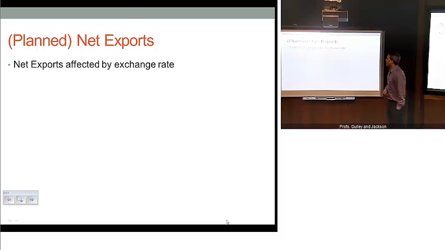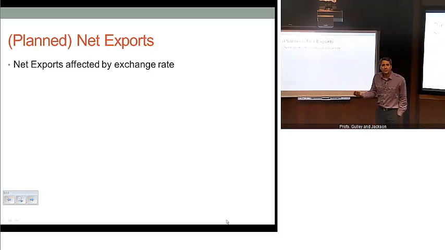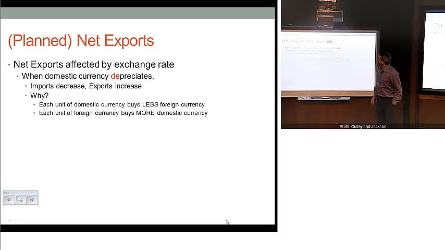Now, what about net exports? Again, we can typically think of net exports being affected by the exchange rate. And what we're going to do here is proxy for the exchange rate by considering the effects of interest rates on the exchange rate. So to lead you through a thought experiment, suppose that the domestic currency depreciates. It turns out that when you have a currency depreciation, the amount of imports goes down, the amount of exports goes up. And again, the intuition is that with a currency depreciation, each unit of domestic currency buys less foreign currency. And so if each unit of domestic currency buys less foreign currency, then you're going to be importing less. The flip side of that is each unit of foreign currency can now buy more domestic currency, so that people in other countries can buy more of your goods, so exports are going to rise.